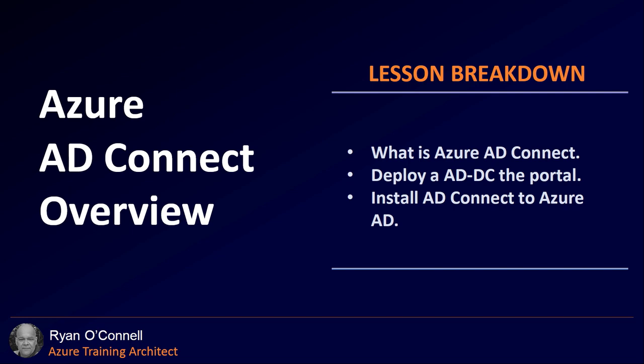In this training video, we're going to do an overview of AD Connect. We're going to do a brief overview. What is AD Connect? We're going to deploy AD to a DC in the portal. And of course, we're going to install AD Connect on that DC and sync to Azure AD.